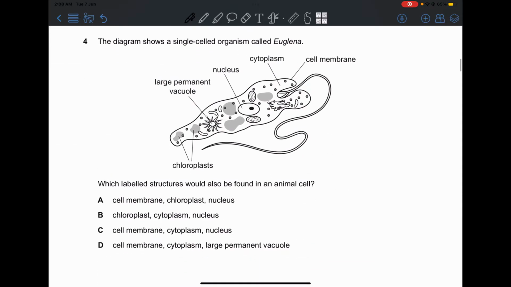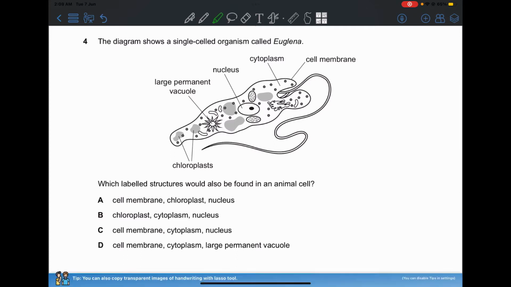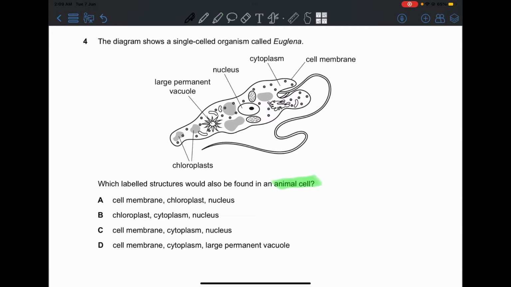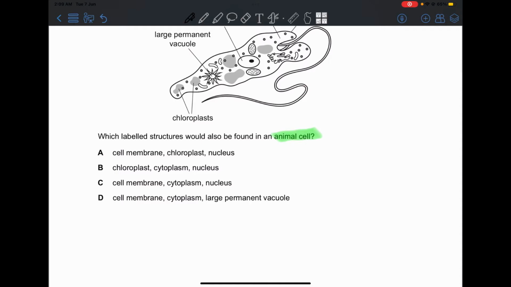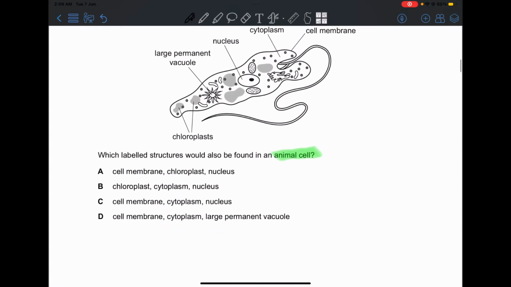Now number 4, the diagram shows a single-celled organism. Which labeled structure will also be found in an animal cell? So we know that animal cells don't have chloroplast or cell walls, so we're going to be choosing an option without chloroplast and cell wall, or a permanent vacuole. So our answer for this question will be C.